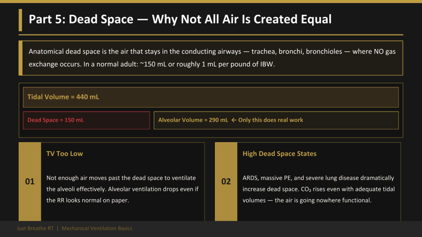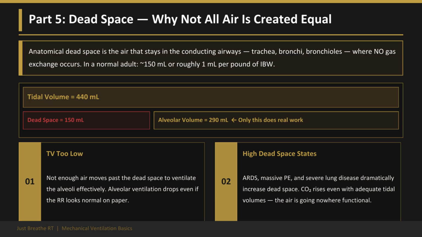Second, and this is the advanced concept, in conditions like ARDS or massive pulmonary embolism, dead space can increase dramatically. Flooded alveoli, collapsed alveoli, and obstructed vasculature all create regions of the lung that are ventilated but not perfused. Air goes in, but no gas exchange happens. This is why some of your sickest patients have sky-high CO2 levels even when their respiratory rate looks adequate on paper. They are moving air, it is just not reaching functional alveoli.